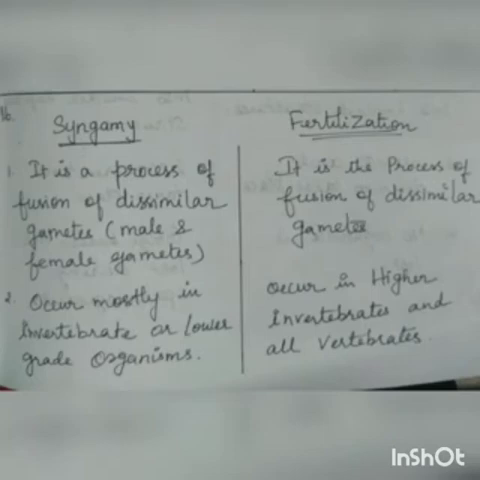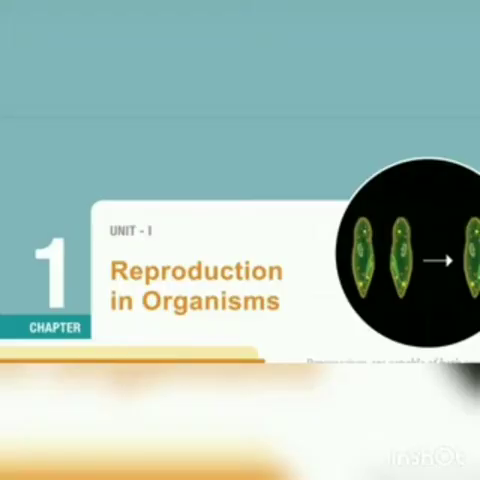But syngamy occurs in invertebrates or lower grade organisms, such as porifera, coelenterata, like that. Whereas fertilization occurs in higher invertebrates. Higher invertebrates means above starfish, and then hemichordata, urochordata, and occurs in higher invertebrates and all vertebrates. So these are the evaluation questions in chapter 1. Please go through all the questions and write them in your assignment note.